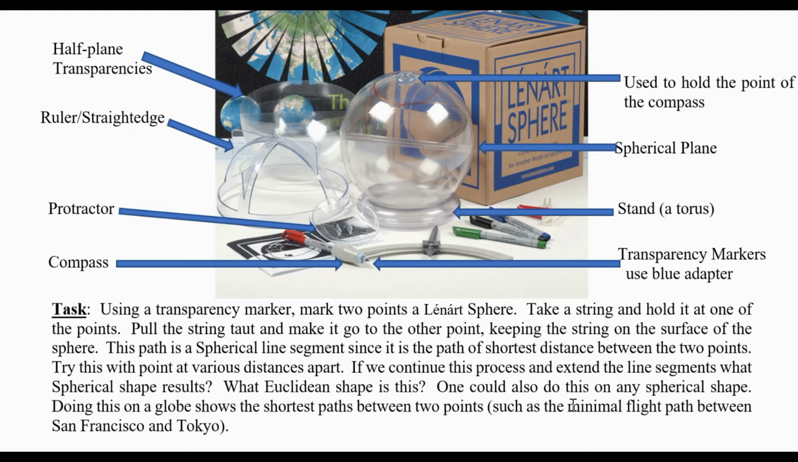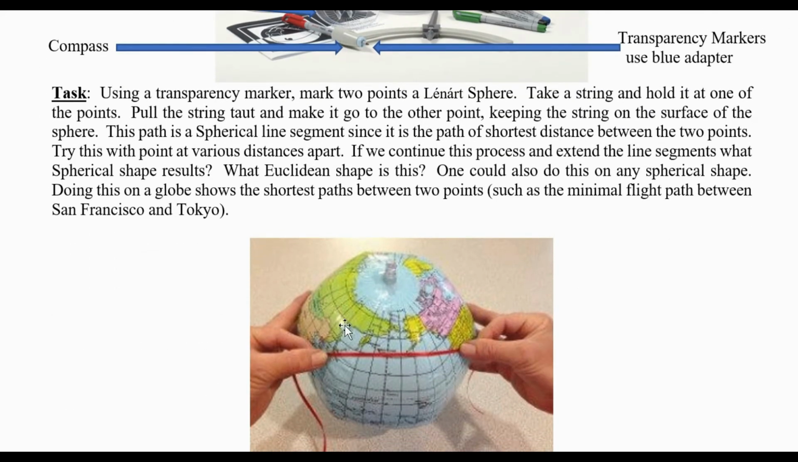Okay, now of course we could do this on any spherical shape, say the Earth, a globe. So doing this on a globe shows the shortest path between two points, such as the minimal flight path between, say, San Francisco and Tokyo. So here's a kind of crude spherical globe, a blow-up one. And I found Tokyo here and San Francisco here, pulled the string tight, and that path is the shortest path. Not down around this way, for example, or not up this way. That's right there. That's the shortest path. Certainly not around this way. That'd be way too long. So that's the shortest path there.